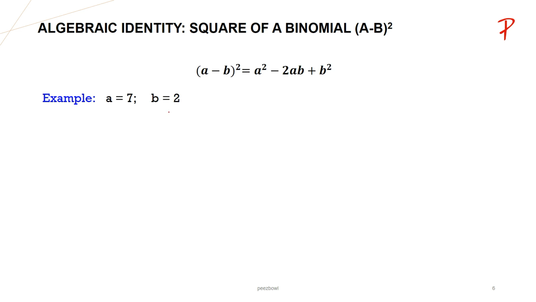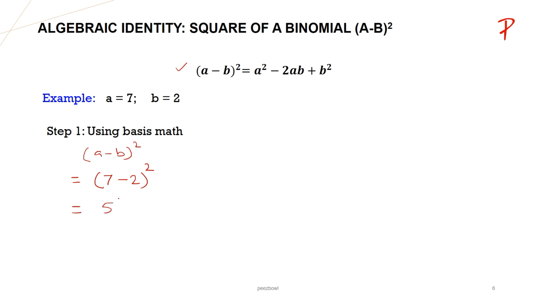Okay, let us quickly try an example. This is the formula, a minus b whole square is equal to a square minus 2ab plus b square. I consider a equal to 7 and b equal to 2, right? Let us use the basic math where I am going to put in a bracket a minus b whole square. For a I am going to put 7 and for b I am going to put 2, whole square. 7 minus 2 is 5 whole square is equal to 25, right? 5 square is nothing but 5 multiplied by 5, that is 25.